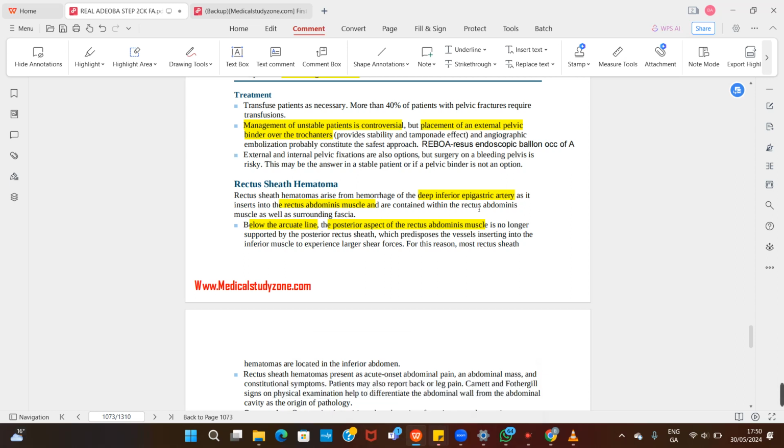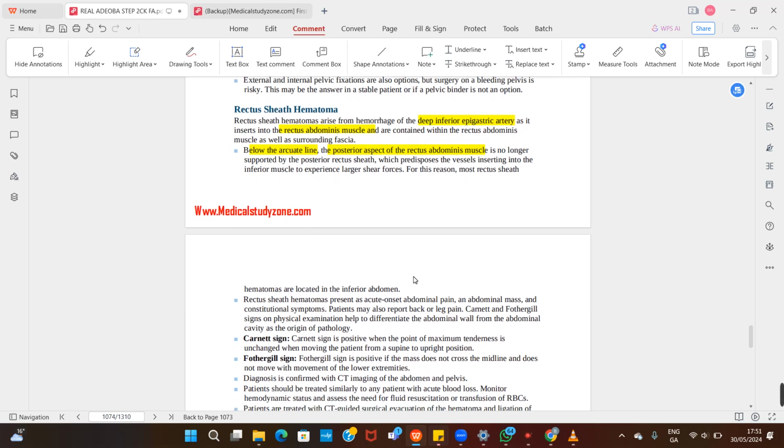So that is exactly where the rectus sheath hematoma forms. That's why it is inferior in its location. So below the arcuate line, the posterior aspect of the rectus abdominis muscle is no longer supported by the posterior rectus sheath. So it predisposes the inferior epigastric arteries at that point to shearing forces, and they can get torn, leading to bleeding into the rectus abdominis muscle, right? And they are enclosed within the sheath, forming the rectus sheath hematoma. So that is very, very clear.